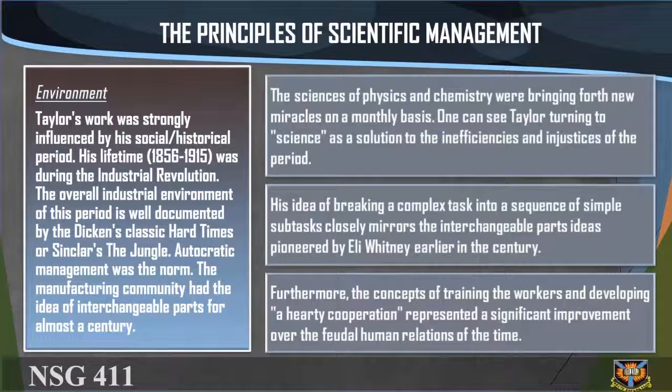The manufacturing community had the idea of interchangeable parts for almost a century. The sciences of physics and chemistry were bringing forth new miracles on a monthly basis. One can see Taylor turning to science as a solution to the inefficiencies and injustice of the period. His idea of breaking a complex task into a sequence of simple subtasks closely mirrors the interchangeable parts ideas pioneered by Eli Whitney earlier in the century.